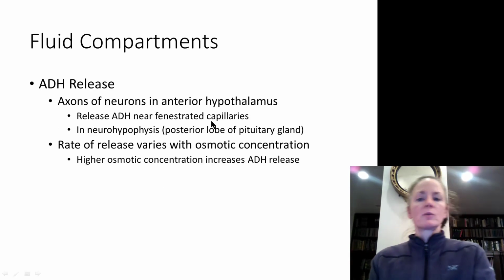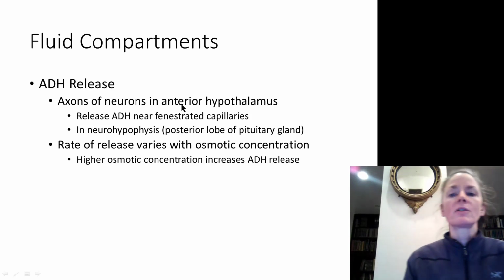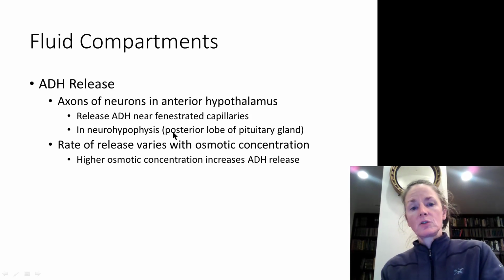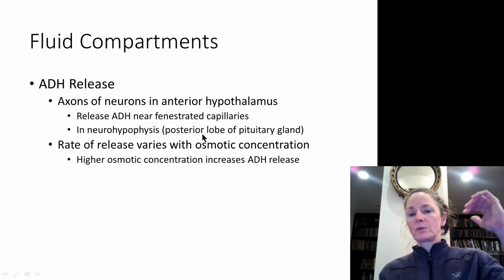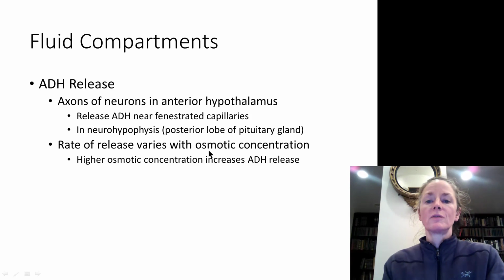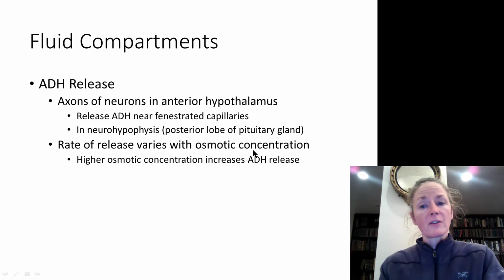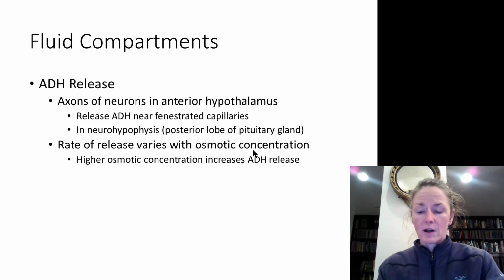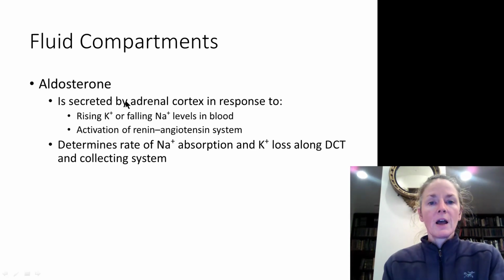All right, so as we remember, we had those axons in the anterior hypothalamus that are going to release the ADH into the neurohypophysis, that's the posterior lobe of the pituitary gland. And there again, the rate of release is going to vary with the osmotic concentrations as measured by the hypothalamus. And that, of course, is going to be dependent on the concentrations within blood plasma.